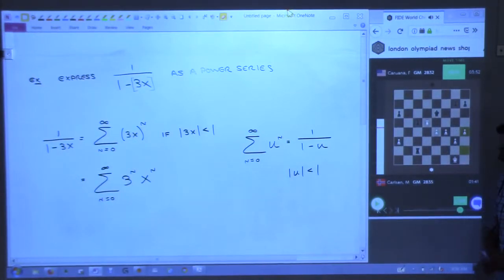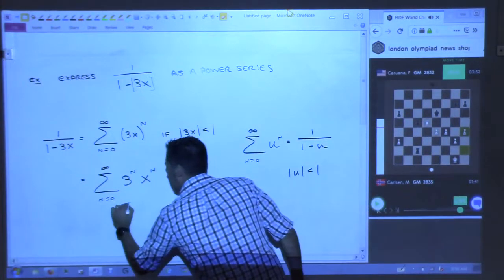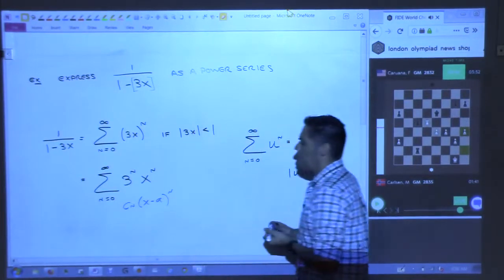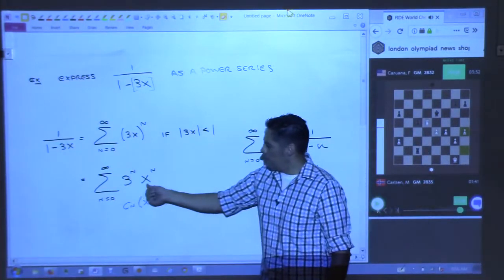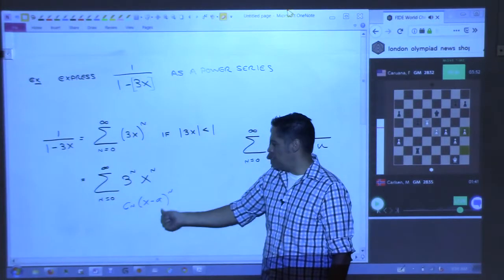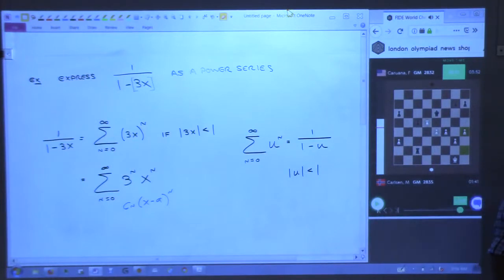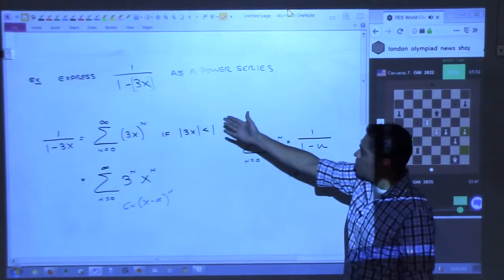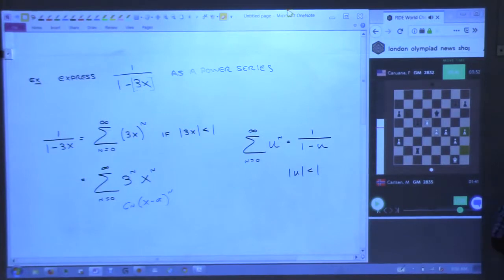Now, why did I do that? I want it to look like c sub n x minus a to the n. See, I wanted it to look like that. So that would technically be the x minus 0. This is x minus 0 to the n, and that's your c sub n. Understand? So there's my power series. I've taken that expression, and I've expressed it as a power series. All right? Let's do another one.